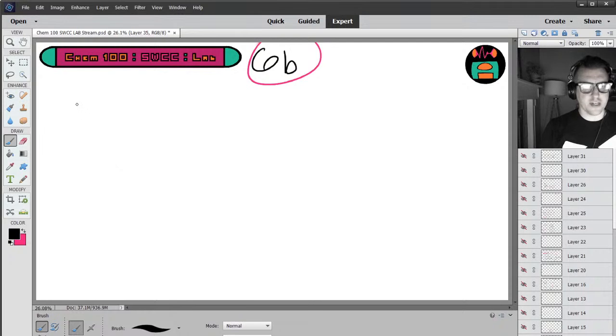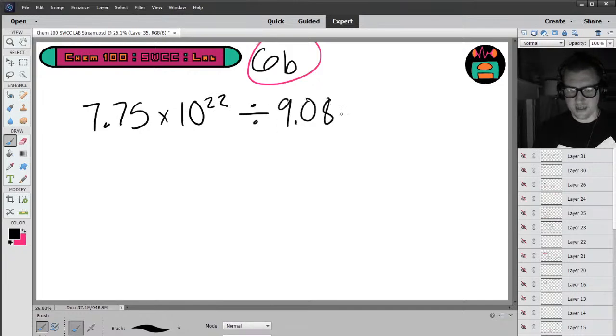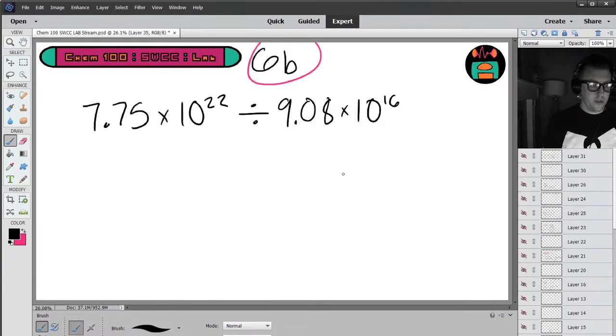Yeah, so if you have a situation like 7.75 times 10 to the 22 divided by 9.08 times 10 to the 16, how do you handle this? Well, this actually hits the question on Discord plus the two in the live chat.